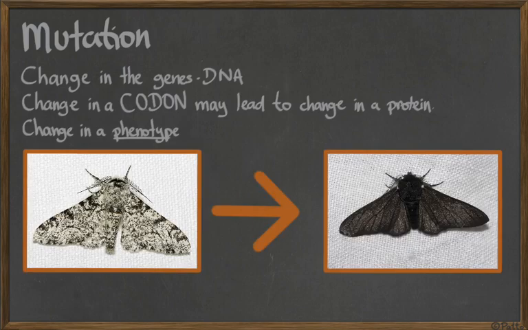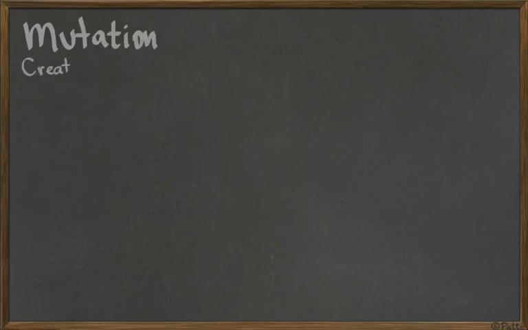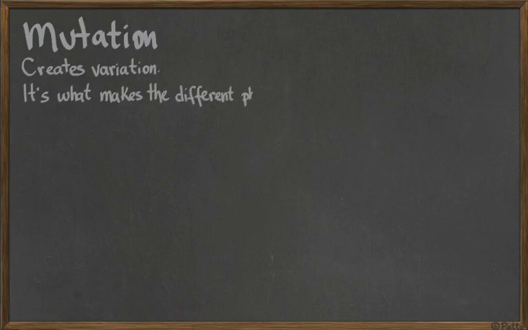So they were lightly pigmented, or light with a little bit of black spots, and now it's a very black moth. So the appearance of this variation, of this difference, happens by mutation, by a mistake in the DNA, a mistake in the gene that makes it different. So a mutation in the whitish moth made it overproduce melanin. The one on the right is still a whitish moth, but now it's producing more melanin, so it's not whitish anymore, it's a darker one. So mutations create variation. Variation appears by mutation.